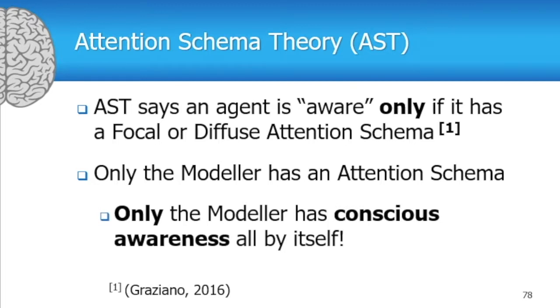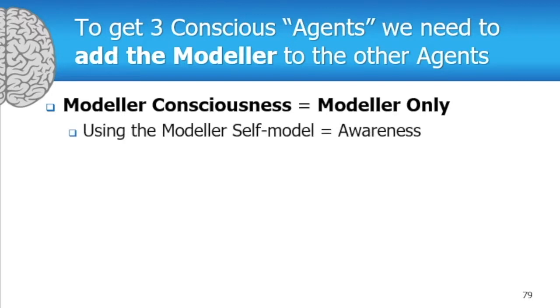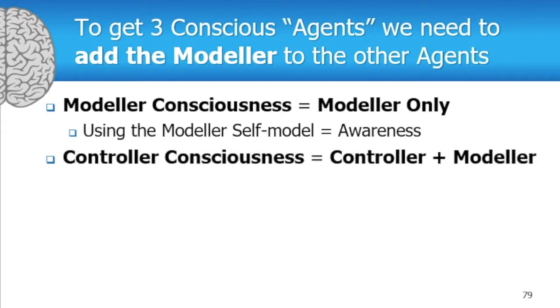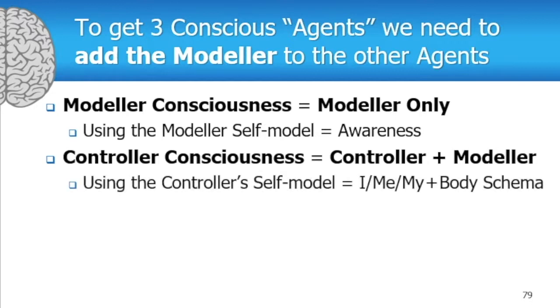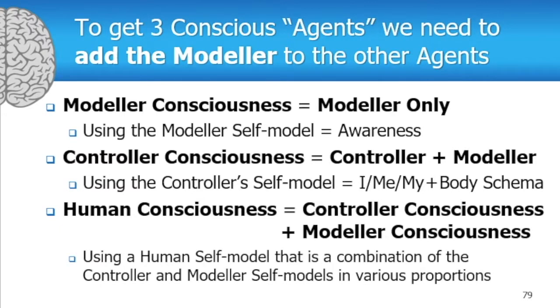So to get three conscious agents, we need to add the modeler to each of the other two agents. The modeler by itself is conscious, and when we apply attention schema theory to the modeler, we will use the modeler's self-model of awareness. To get a conscious controller, we will combine it with the modeler, and for the attention schema theory, we will use the controller's self-model. For human consciousness, we will use a combination of the controller consciousness and modeler consciousness, and the human self-model will be a combination of the controller's and modeler's self-models in various proportions. By changing the proportions of the controller and modeler's self-model in the human self-model, we can explain several different kinds of human consciousness.